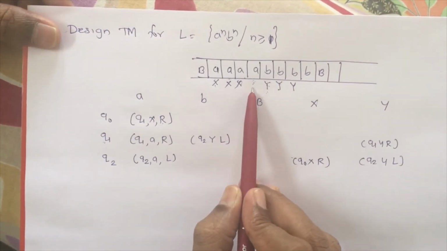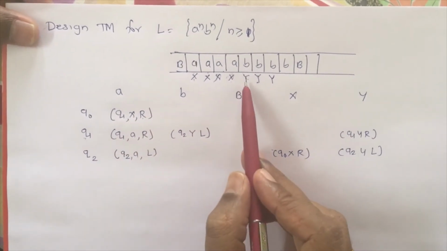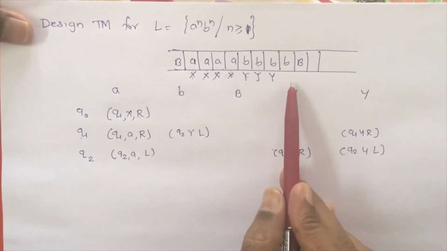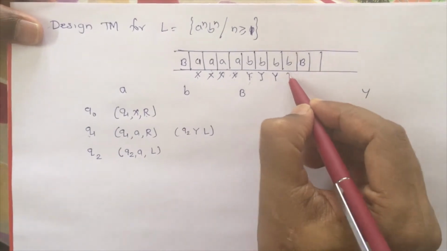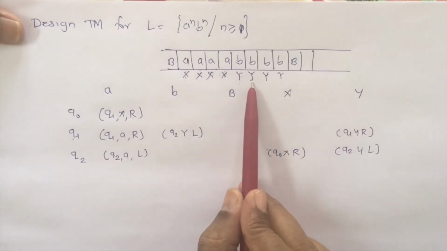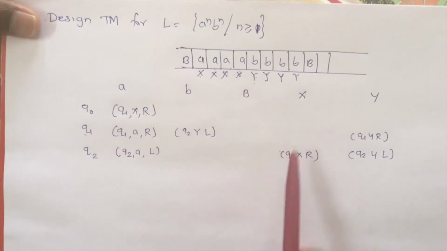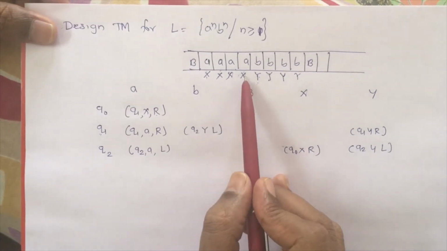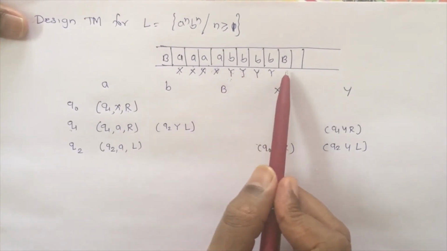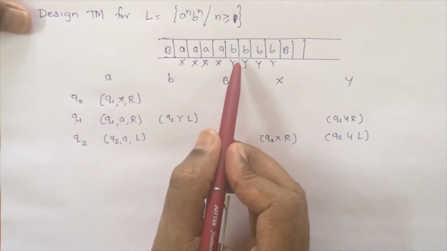So we are here now. Q0 A would be Q1 X R, then Q1 Y R repeated, Q1 B is Q2 Y L. So now we have to come back. Q2 Y L repeated, Q2 X is Q0 X R. So now this tells us that all a's are over. Now we are going to check, we are going to skip everything. So when we get Q0 X R, we will be getting here. So we will be getting Q0 Y.